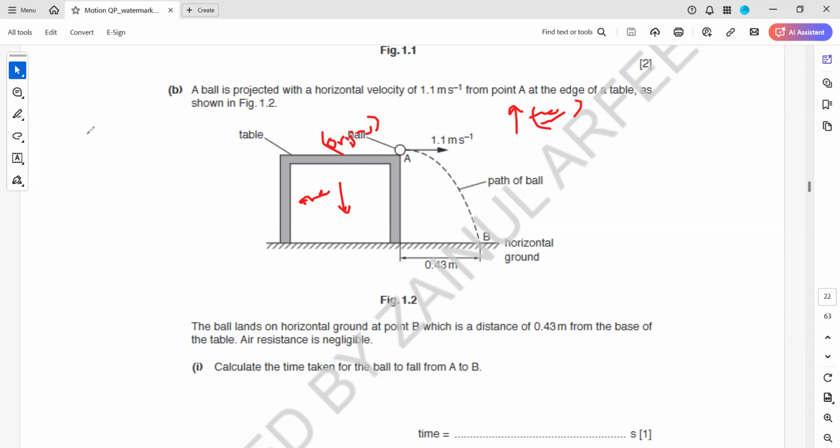First thing, I want to sketch a displacement time graph. As it is going down, what happened to the displacement? It is increasing. And I consider all the downward values as positive because the displacement is downward. So I'll say the displacement is positive, and upward values will be negative. So when it is going down, the displacement will increase. What happened to the velocity? The vertical velocity will also increase.